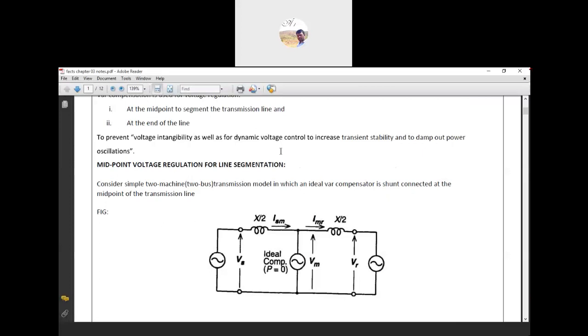Next, we have different types of voltage regulation. Where a compensator is used for voltage regulation, we have two types. One is at the midpoint, to segment the transmission. Another is at the end of it. Whenever the compensator is at the midpoint of the transmission, we can control the voltage regulation, or another is at the end. You can see here the midpoint regulation, transmission segmentation. Here we can see the voltage value. We have two generators.